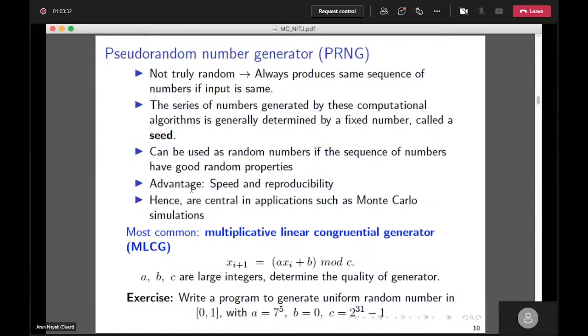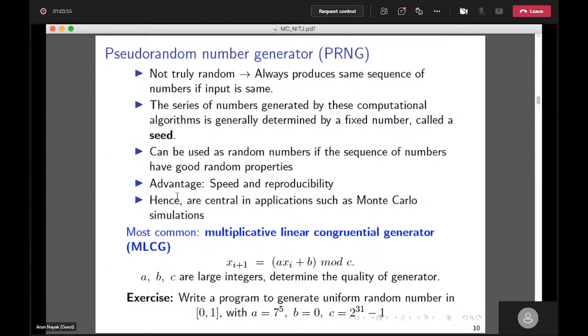The advantage is that you can have high speed, so you can produce a large number of such numbers very quickly, and also reproducibility, so that you can reproduce the same sequence of random numbers every time and test your calculations a second time as well.